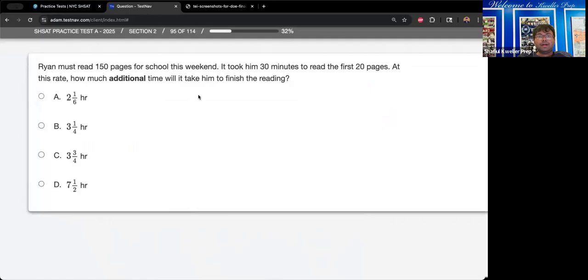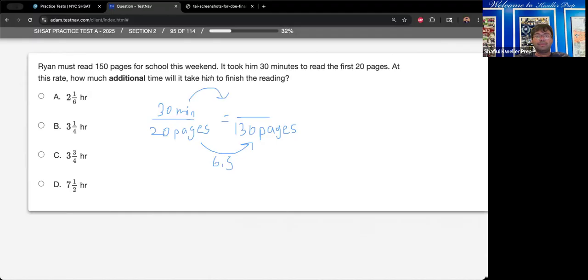Ryan has to read 150 pages for school. It took him 30 minutes to read the first 20 pages. How much additional time will it take him to finish the reading? So 30 minutes for 20 pages, and he is reading 150 pages. But it says how much additional time will it take him to finish the reading? Since he read 20 pages already, I'm going to put 130 pages here, only because he read the first 20 pages. It's asking how long it will take him to do the additional. So 20 to 130, that's just times like 6.5.